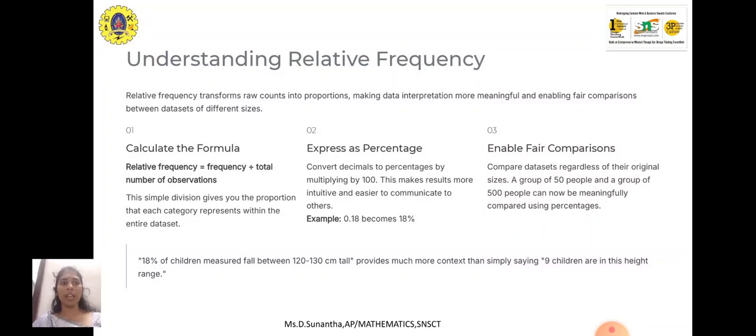Next, express as percentage, which converts decimal to percentage by multiplying by 100. This makes results more intuitive and easier to communicate to others. The next one is enable fair comparisons. So this compares data sets regardless of their original sizes. A group of 50 people and a group of 500 people can now be meaningfully compared using percentages.